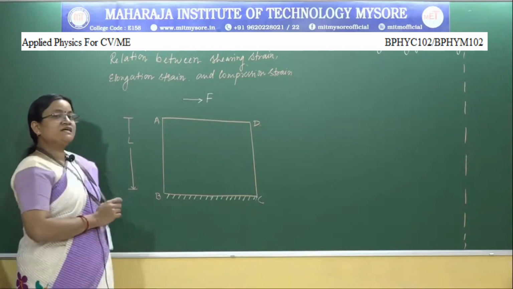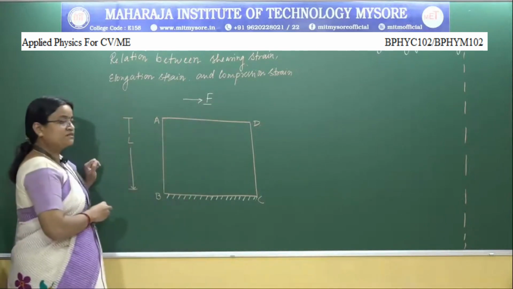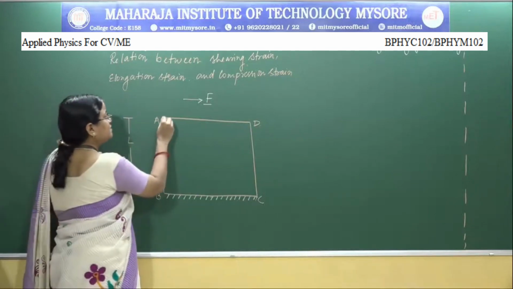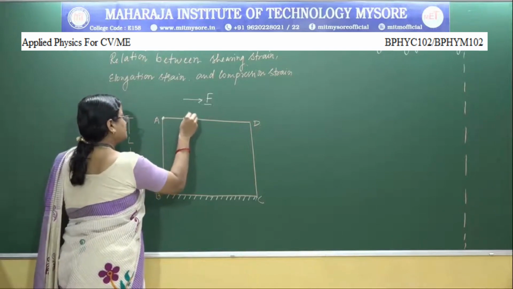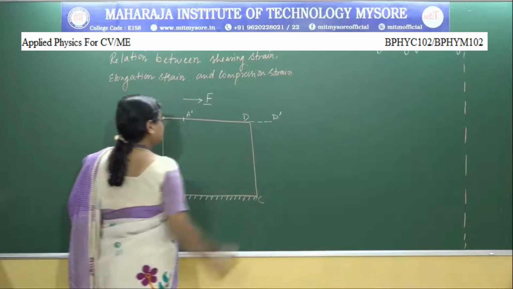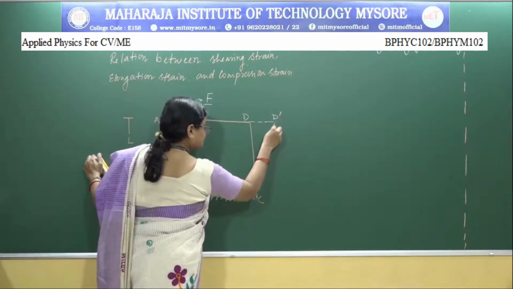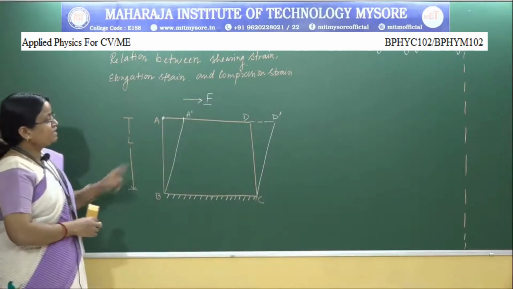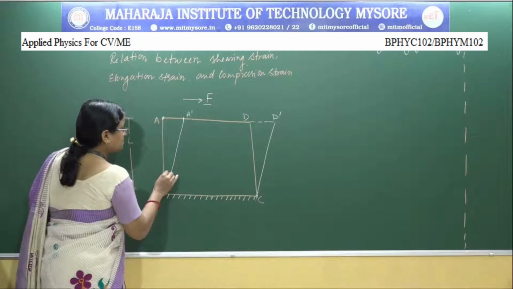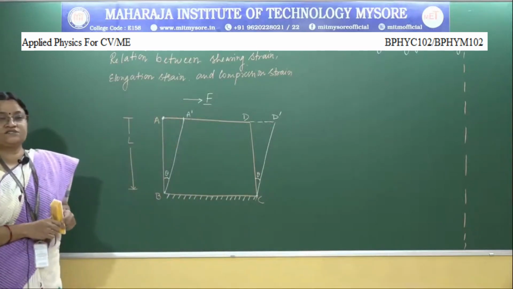So as we understood in the previous class about the rigidity modulus, if we apply the force tangentially to the surface, then there is layer by layer shift on the surface of the cube. So now what we understand is that the position A shifts to A dash and D shifts to D dash. And the angle made by the new position with the point B and C of the bottom surface is theta, which we define as the shearing strain.